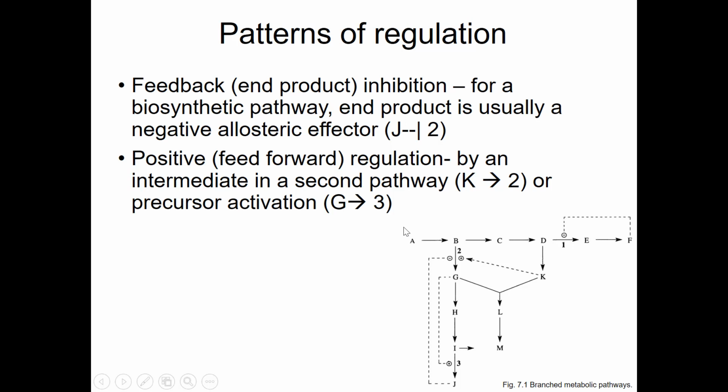Another example of positive or feed-forward regulation is precursor activation. An example of this is G activating enzyme 3, which catalyzes the last step in this process, taking I and converting it to J. So what this is saying is, hey, this pathway is started, you better be ready there at the end. G is going to come and activate 3 so that once I is produced, this last step can happen rapidly.